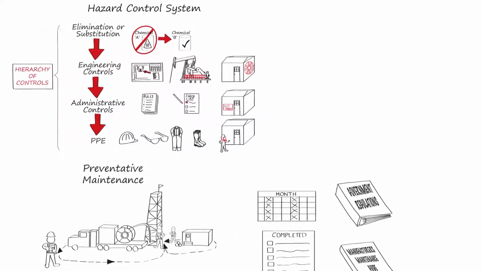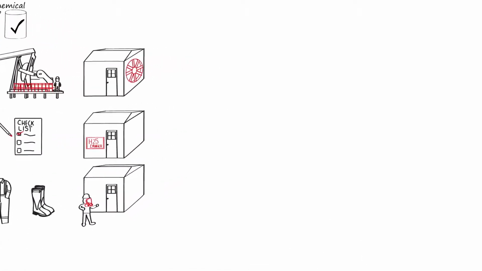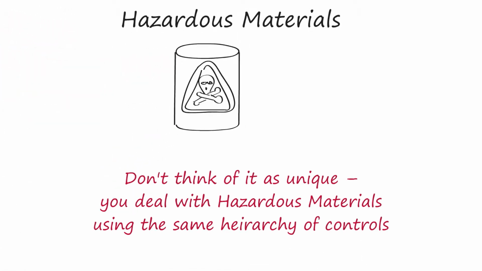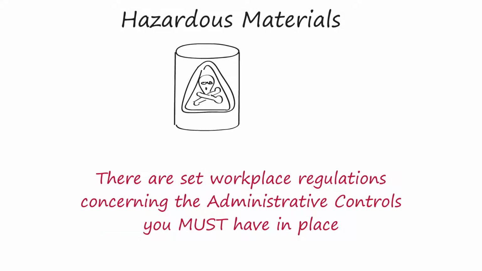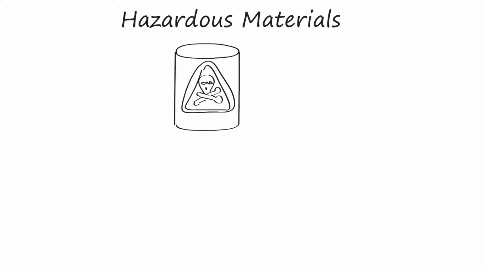The last set of questions in Element C has to do with hazardous materials. Don't think of this as off by itself and unique. You deal with hazardous materials using the same hierarchy of controls as you do with any hazard. The difference is that there are set workplace regulations concerning the administrative controls you must have in place. You are more than likely already familiar with terms like WMIS and MSDS.